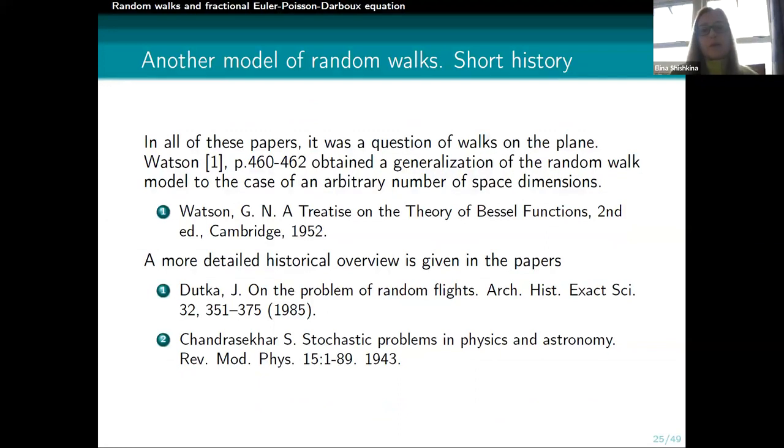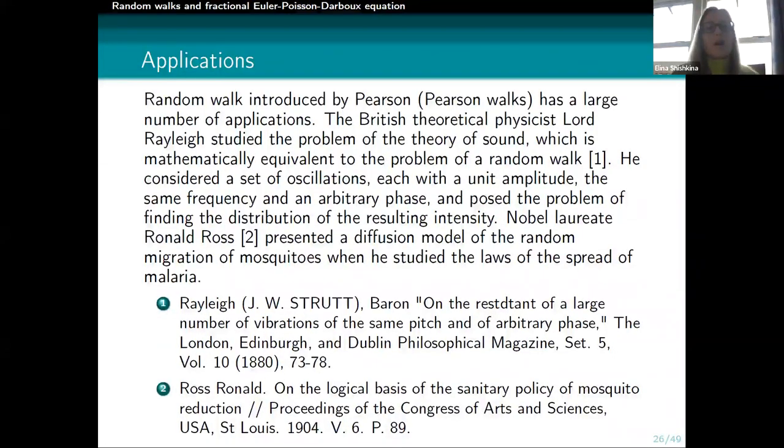Next, the very famous book of Watson, A Treatise on the Theory of Bessel Functions, appeared. And in this book, we can also find the multidimensional case of this problem. And a more detailed historical overview can be found in the papers of Dutka and Chandrasekhar. It is really very interesting to see how this problem was developed, and what applications can be found for this problem.